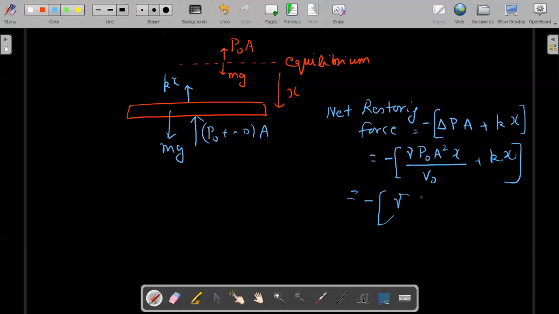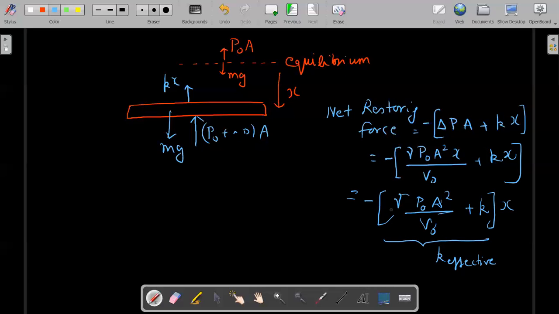So you get minus gamma P naught A square by V naught plus K, and whole multiplied by X. Okay. Now this is the effective constant. You can say this is K effective. If you compare with the force by spring, you can say that the effective spring constant will be constant K plus gamma P naught A square divided by V naught.